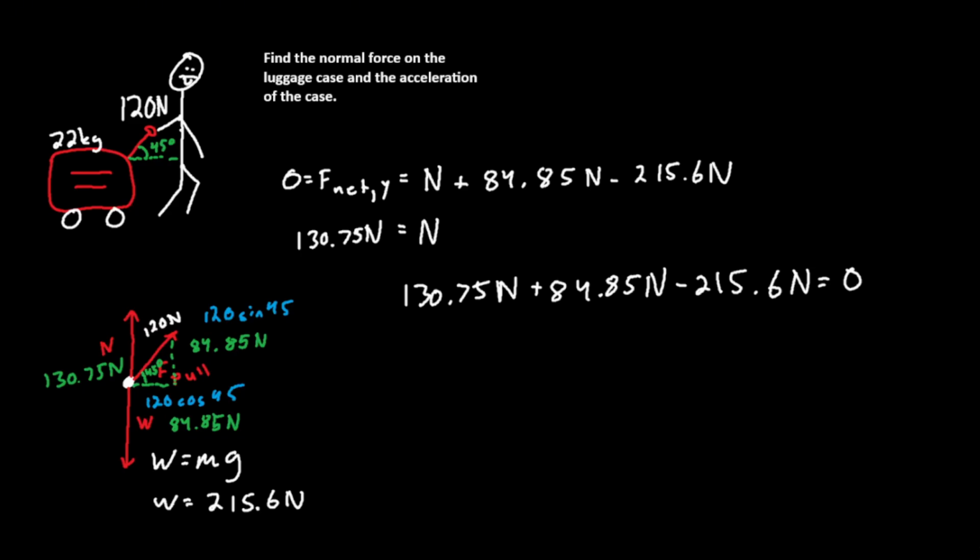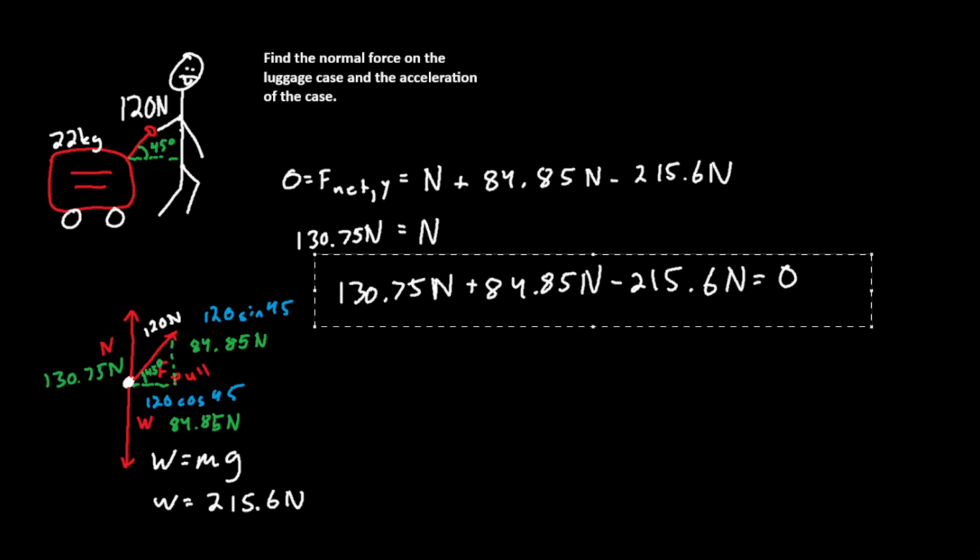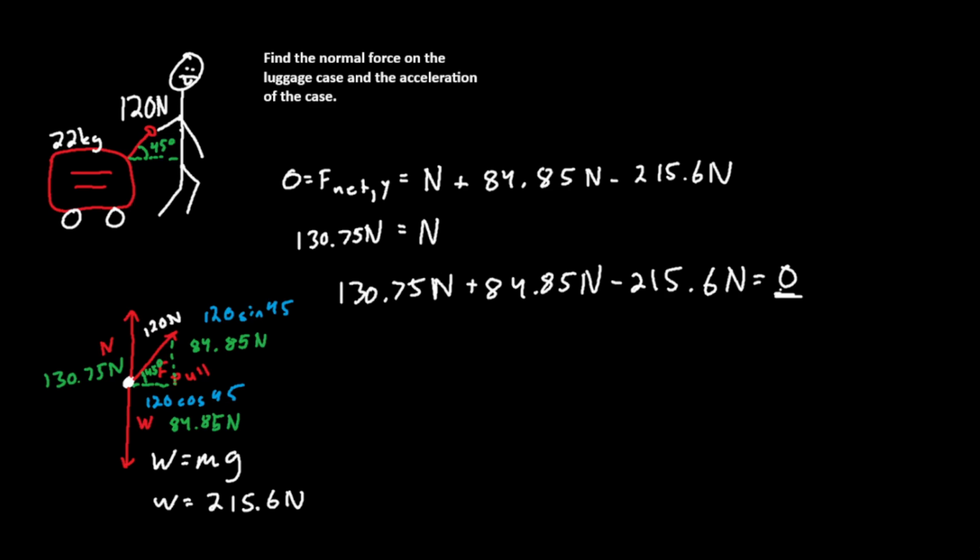Wait. Okay, I rounded a little bit here, but you would get very, very close to 0. Let me add them all up together. 84.85 minus 215.6. Yeah, this actually equals 0. Never mind. I was right. And since the suitcase is not accelerating in any direction, up or down, the net force equals 0, and this whole thing makes sense. But how about we solve for the acceleration of the case in the x direction?